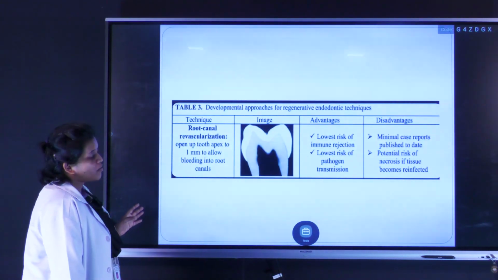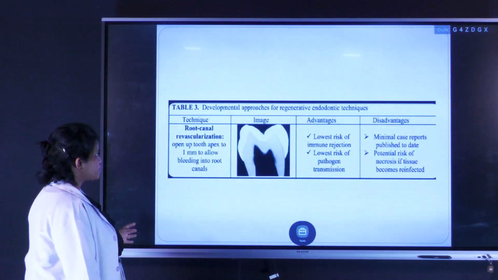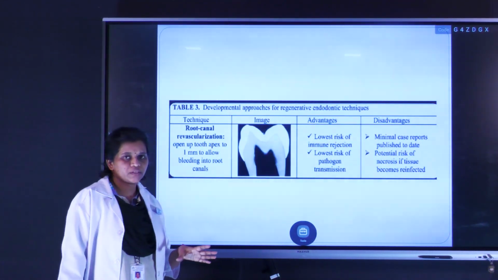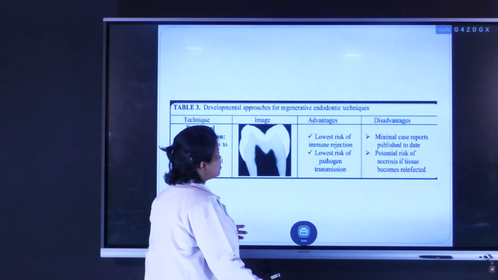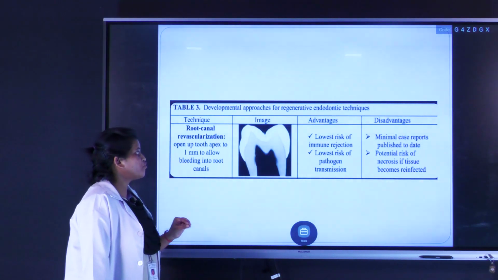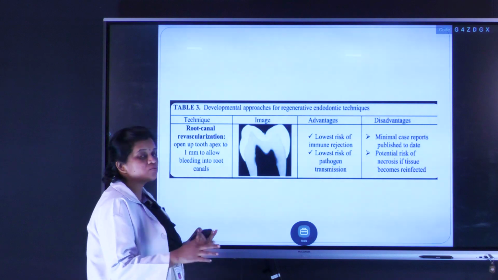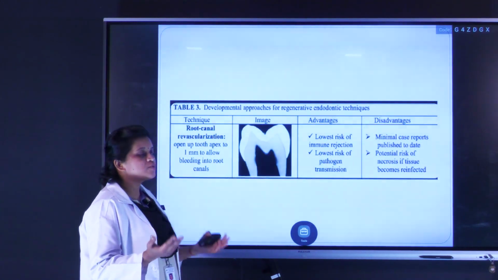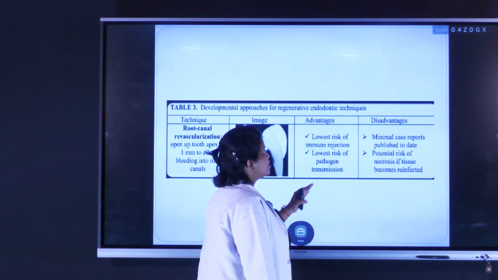So what are the advantages and disadvantages of the revascularization procedure? Advantages: the lowest risk of immune rejection, because we are not trying to put some foreign material, and the lowest risk of pathogen transmission, because we are just inducing bleeding in the patient itself. So the risk of transmission or rejection is completely not present.